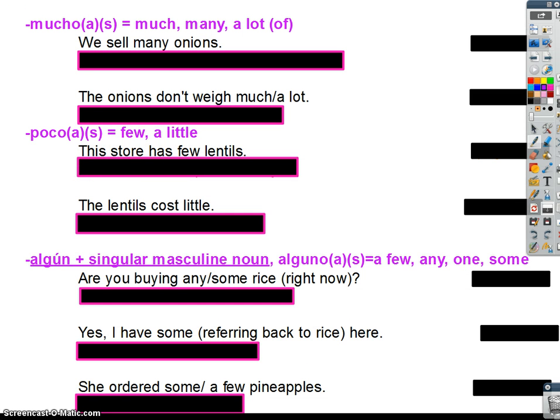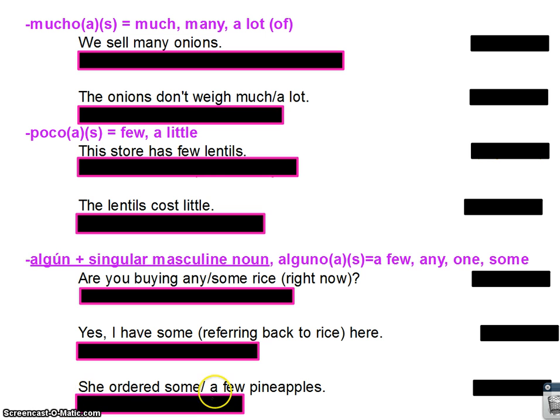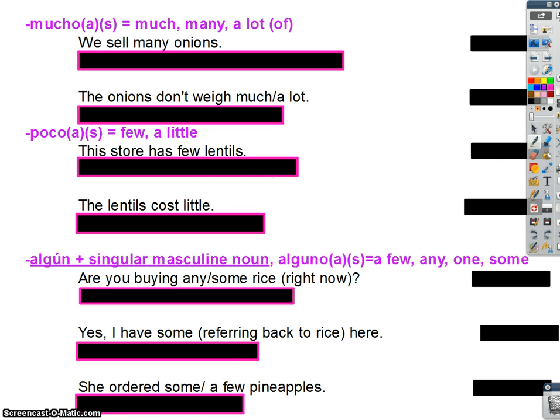So right where you left off last time, after your last sentence, she ordered some or a few pineapples, leaving room for the Spanish. And of course skipping a line so everything's nice and neat. You're going to continue with this information.